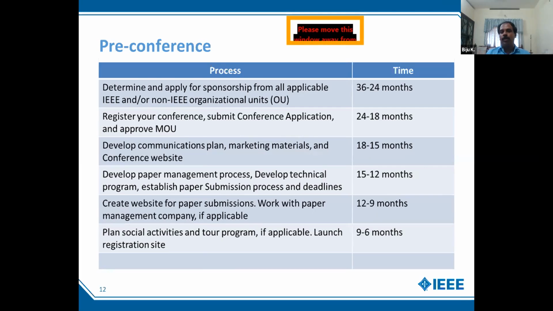Then you plan the social activities, such as a young professional program, a student program, or a tour program along with the conference. You can plan these at least 6 months before your conference, so that you can post all the details of those activities on your conference website.